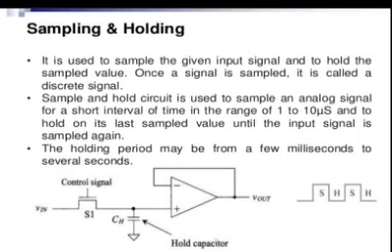Next, sampling and holding. It is used to sample the given input signal and to hold the sampled value. Once the signal is sampled, it is called a discrete signal. The holding period may be from a few milliseconds to several seconds. At the time of sampling, it is a high voltage, and at the stage of holding, it is 0 volts.